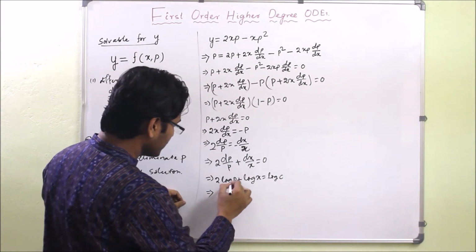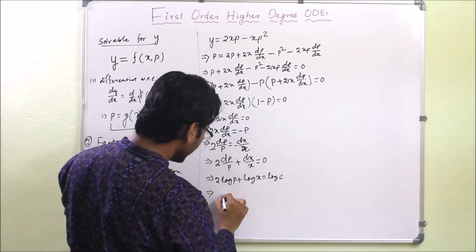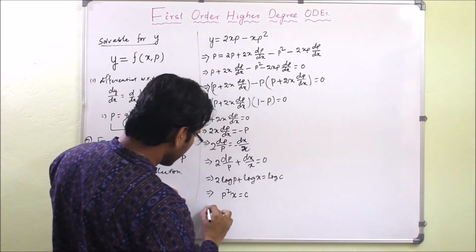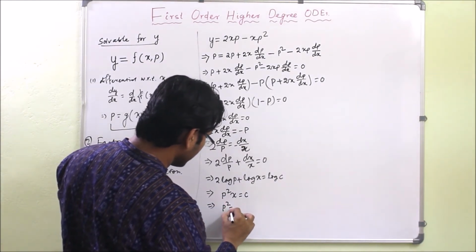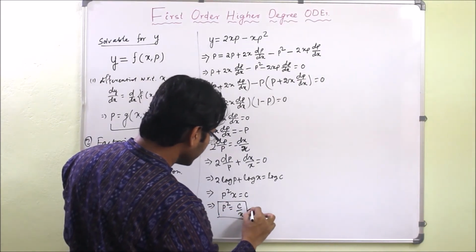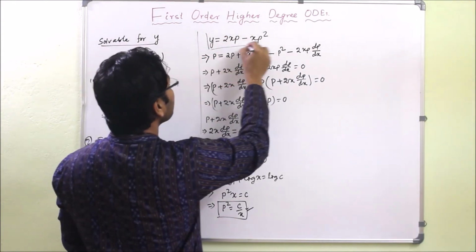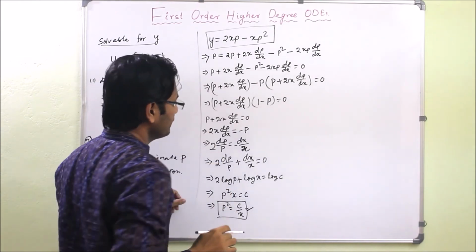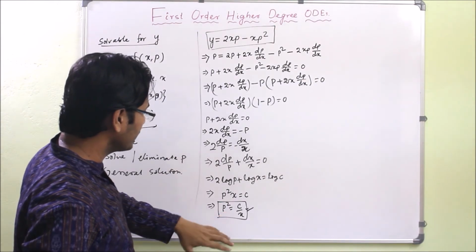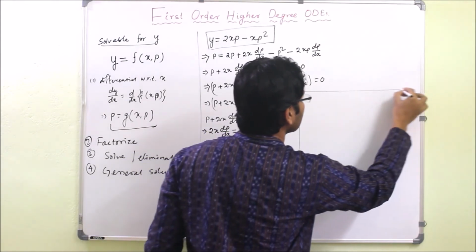Now if we solve, we get p square x equal to c. Now I can write it as p square equal to c by x. We have to use this relation and the given equation to find the general solution. So we take these two equations and eliminate p. Once we eliminate p, we get the function, and that function will be our general solution.